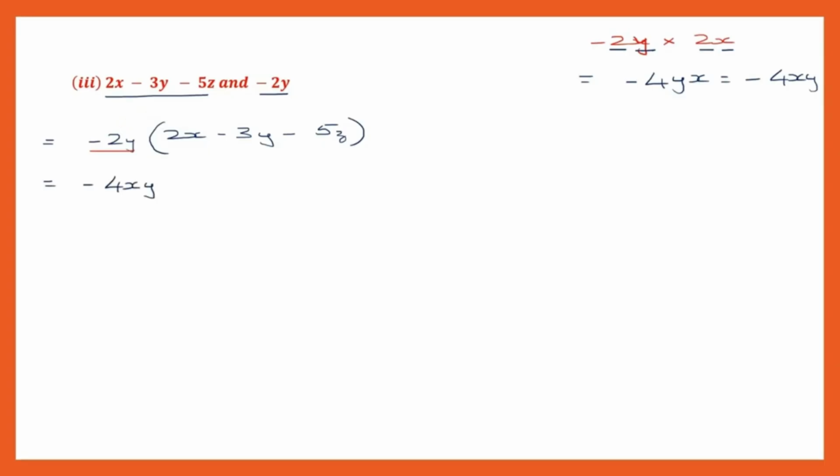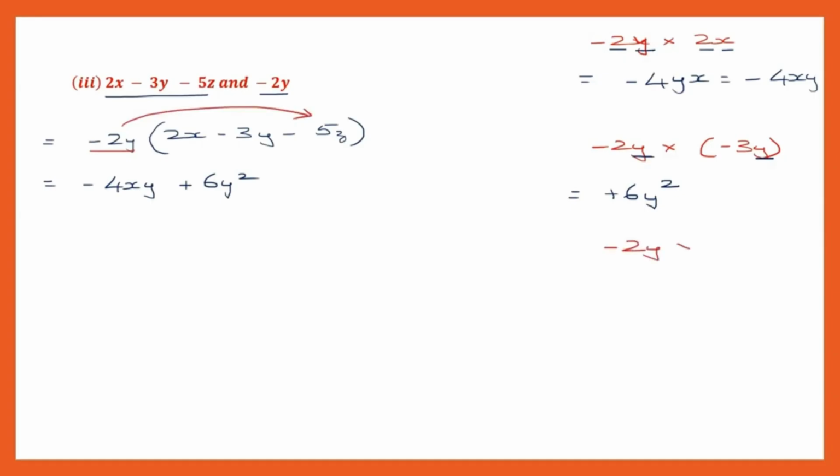Now let's multiply minus 2y into minus 3y. So first the signs, minus into minus is plus. Then the numbers, 2 3s are 6. Then let's take y and y. So that will become y to the power of 2. So we have 6y square. So that is over. Now we are going to multiply with the third term, minus 2y into minus 5z.